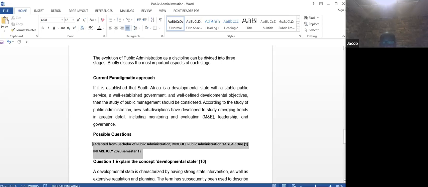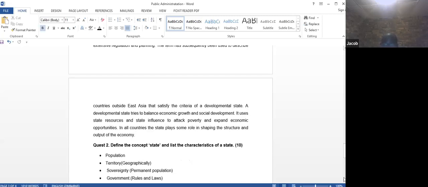I'm trying to highlight this so that you can see it. The question here was: explain the concept of developmental state. I know as we go through this module, Public Administration A, we shall explain again what a developmental state is. It shall be explained in detail in the next topic.